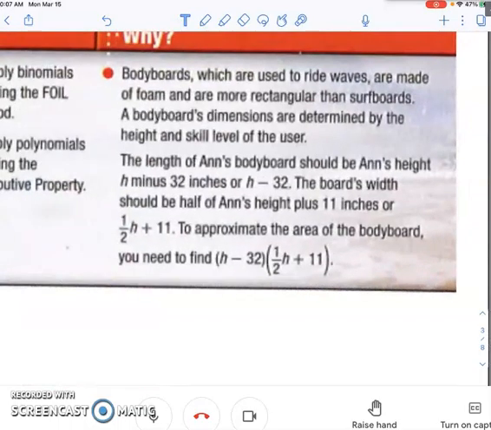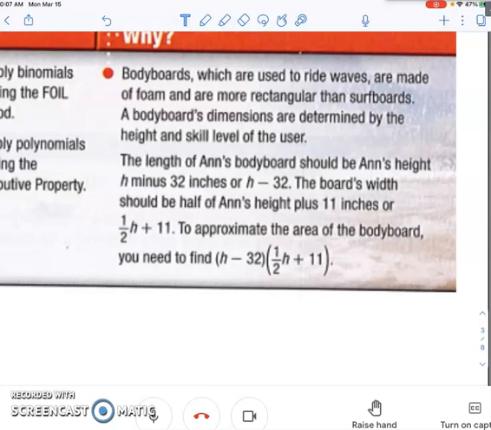Bodyboards, which are used to ride waves, are made of foam and are more rectangular than surfboards. A bodyboard's dimensions are determined by the height and skill level of the user. The length of Anne's bodyboard should be Anne's height minus 32 inches, or h minus 32. The board's width should be half of Anne's height plus 11 inches, or 1/2 h plus 11.